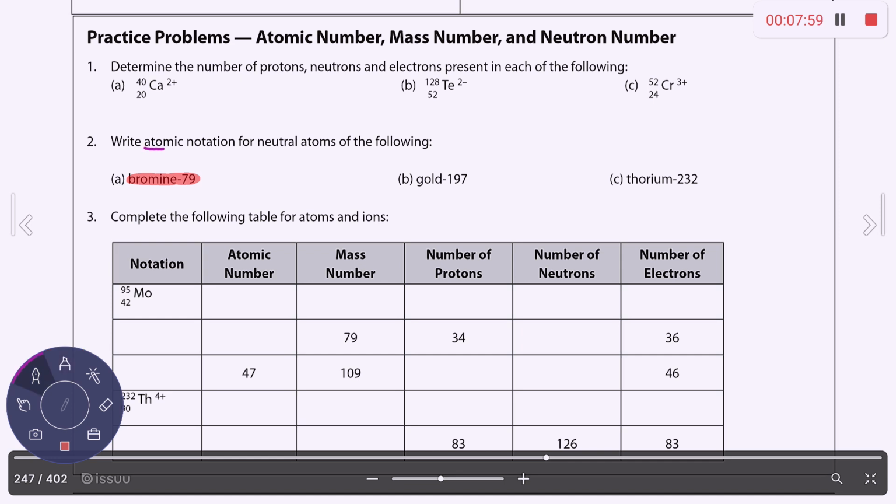This says write the atomic notation for neutral atoms of the following. That means write the symbol. This number is the mass number, so you would put that in the upper left-hand corner. And then you would have to look at your periodic table to get the atomic number for bromine. Your periodic table tells you at the top that the atomic number is in the upper left-hand corner. Do you see that? Okay, so the 35 is your atomic number, and you would put it here. And these are all neutral in number 2.